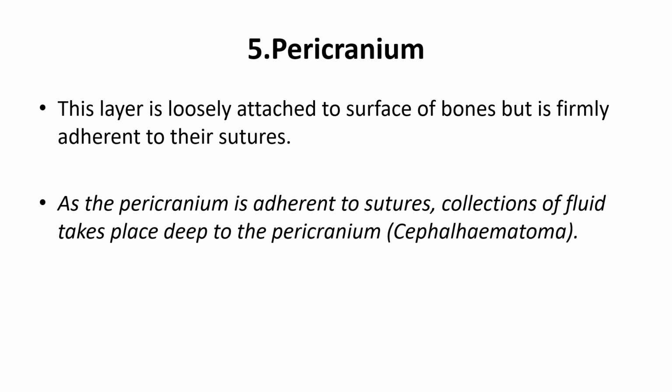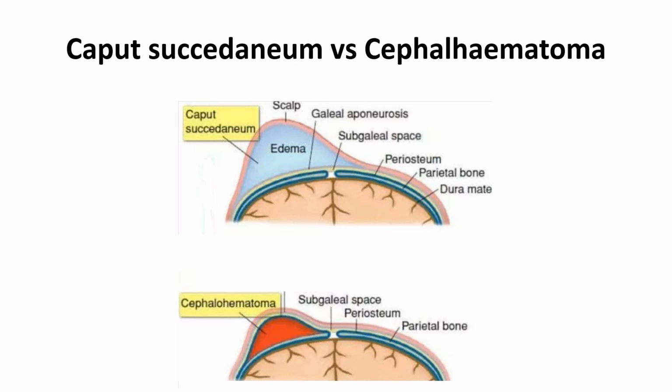So what is Cephalhaematoma? The collection of blood deep to the fifth layer of scalp. And since the fifth layer of scalp is firmly adherent to the sutures, this collection of blood does not cross the suture line. So that collection of blood deep to the pericranium is referred to as Cephalhaematoma. And this needs to be distinguished from Caput succedaneum. So what is Caput succedaneum? So, Caput succedaneum versus Cephalhaematoma.